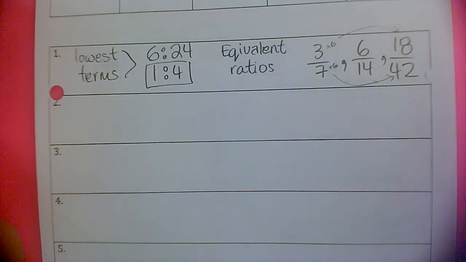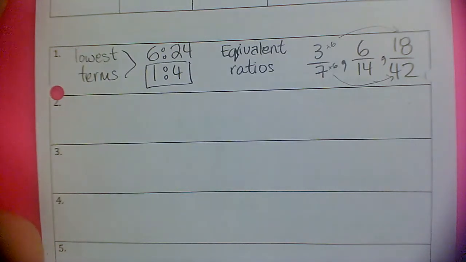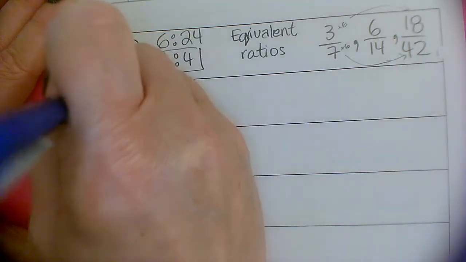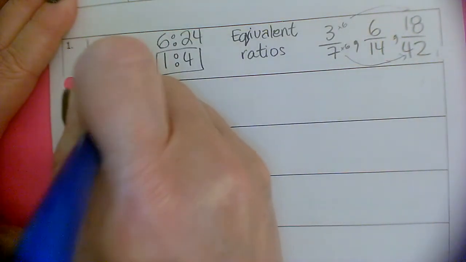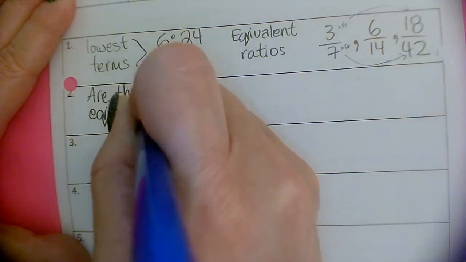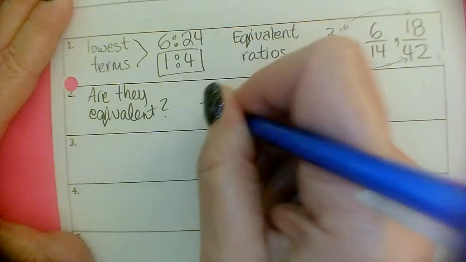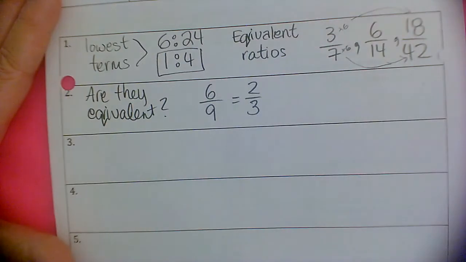Oh, I spelled equivalent wrong, didn't I? I don't know if that made it much better. That's okay. How about, are they equivalent? Equivalent. Let's say I had 6 over 9 and 2/3. Are they equal?